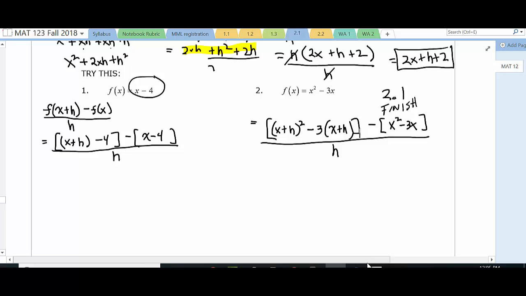Just take the parentheses off. That's x plus h minus 4. You can see that's a minus. So it's going to be minus x plus 4. X plus h minus 4, there's no like terms. So you don't do anything, can't do anything else with that.